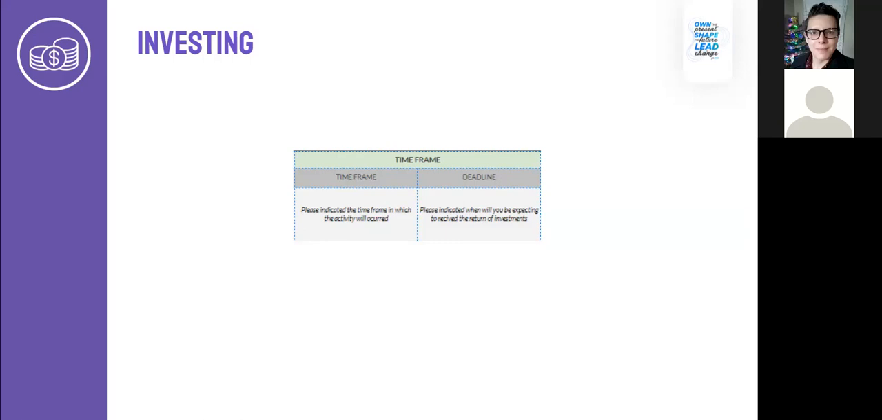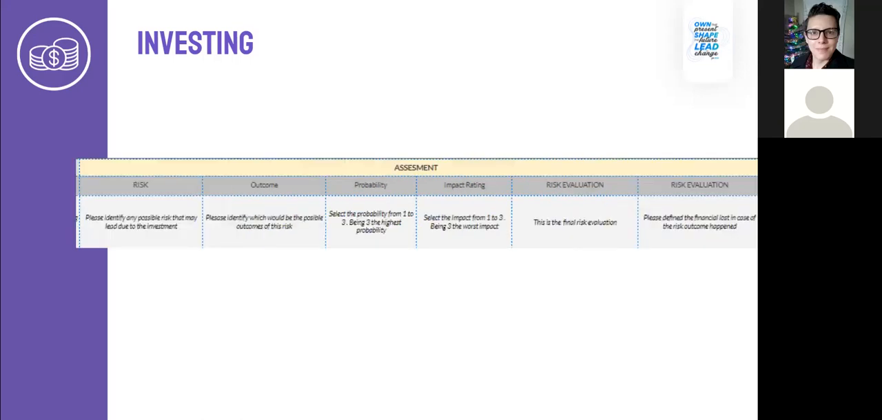It will depend also on the project, but you should have at least a time frame of when you're investing and a deadline of when you're expecting the return of the investment. After that, we have the assessment.